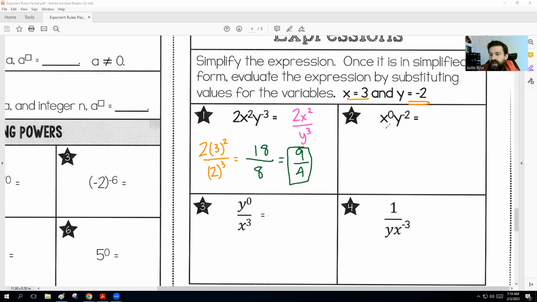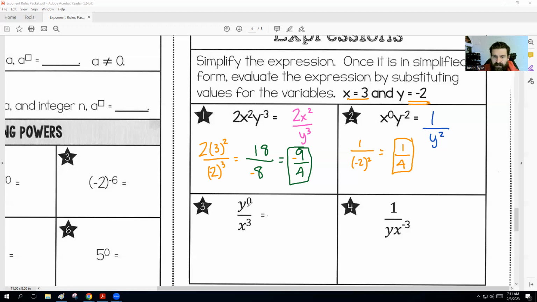All right, next we've got x to the 0, y to the -2nd. We know x to the 0 is 1, and y to the -2nd just moves down to the bottom. So that becomes 1 over y squared, simplified, and we're going to plug in our -2. So what's 1 over, oh, you know what? I just realized I was supposed to plug in a -2 in the previous problem, which would make it a -8, meaning that would be -9 over 4. All right, so we have -2 squared. -2 times -2 is 4. So that's 1/4.